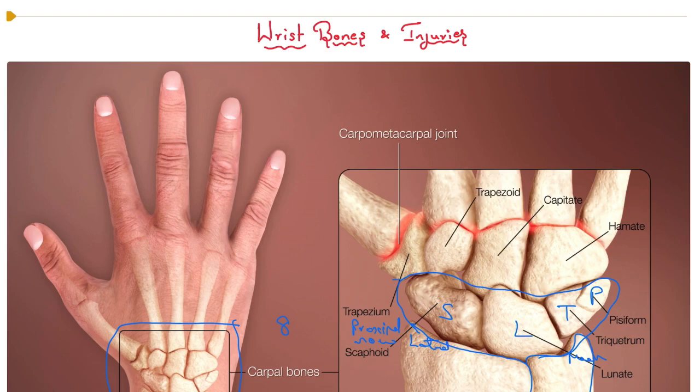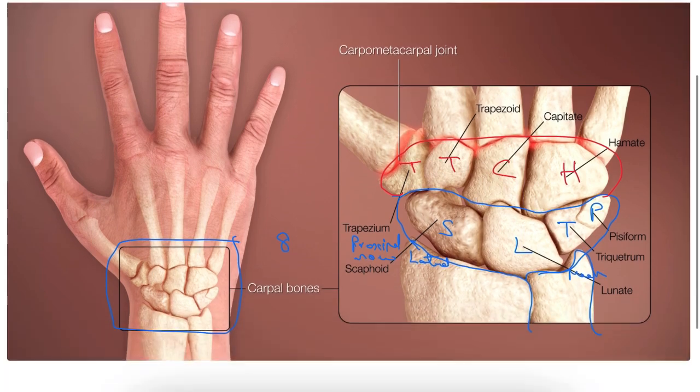If you go to the superior side like this, then it is the distal row of carpal bones. From lateral to medial you can see trapezium, trapezoid, capitate and hamate. We will discuss each bone in depth, but before that we have to understand the basic anatomy, so that's why I am discussing these things.